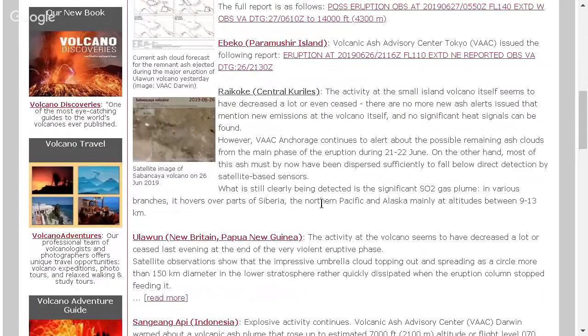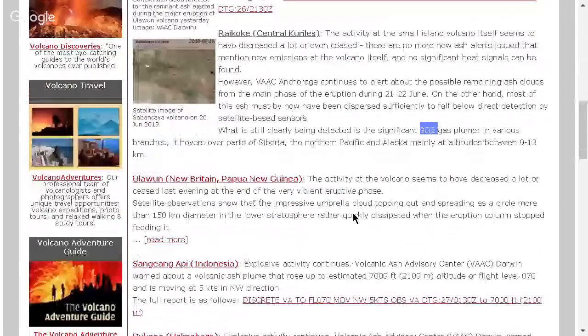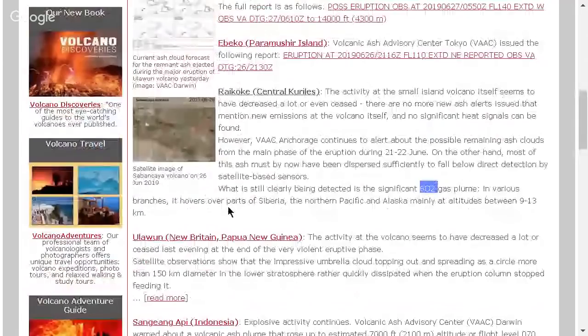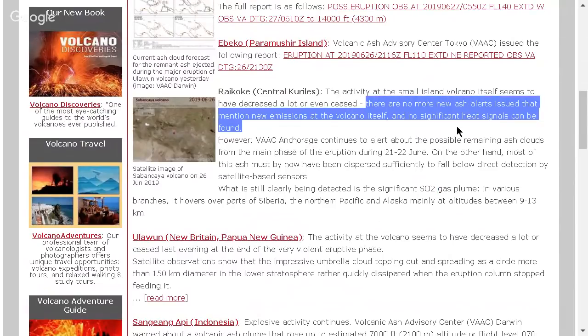Raikoke continues, producing a significant sulfur dioxide gas plume, producing warnings for places like Alaska in the past couple days. So serious eruption there at Raikoke, which is right at the end of the Aleutian Island chains, folks. Tiny little island. It's basically just a volcano. Looks like it has shut off. No significant heat signals found.